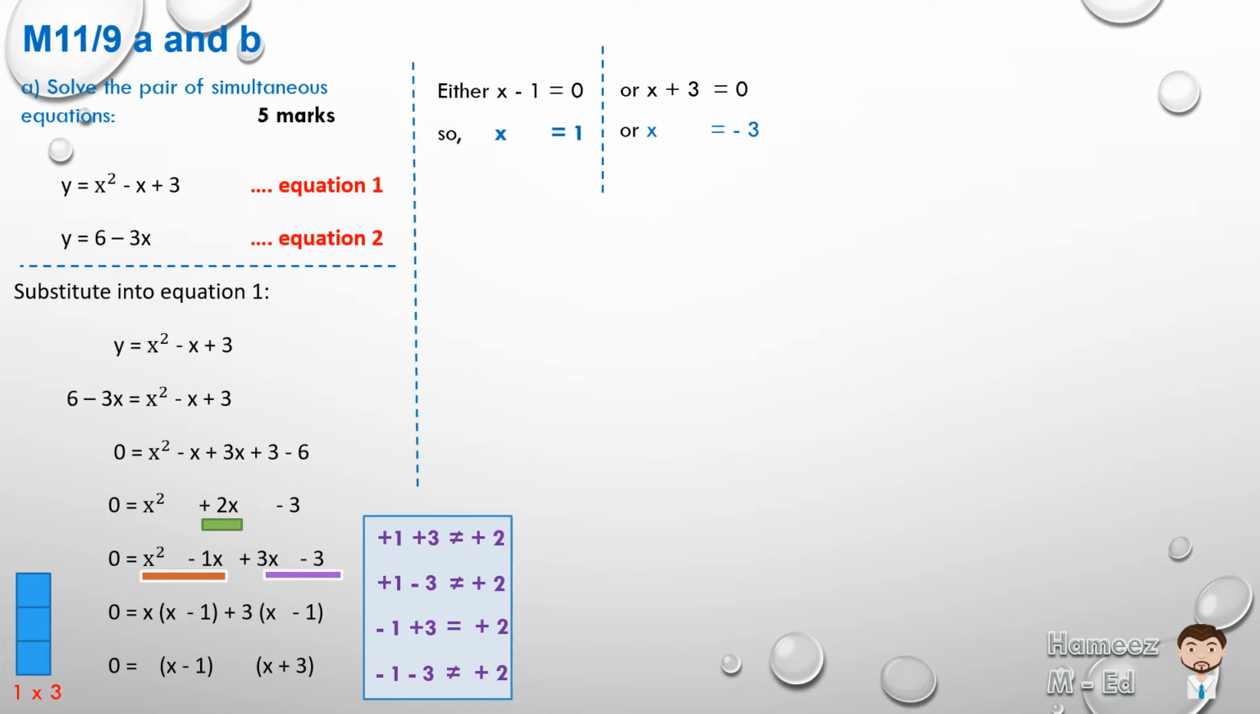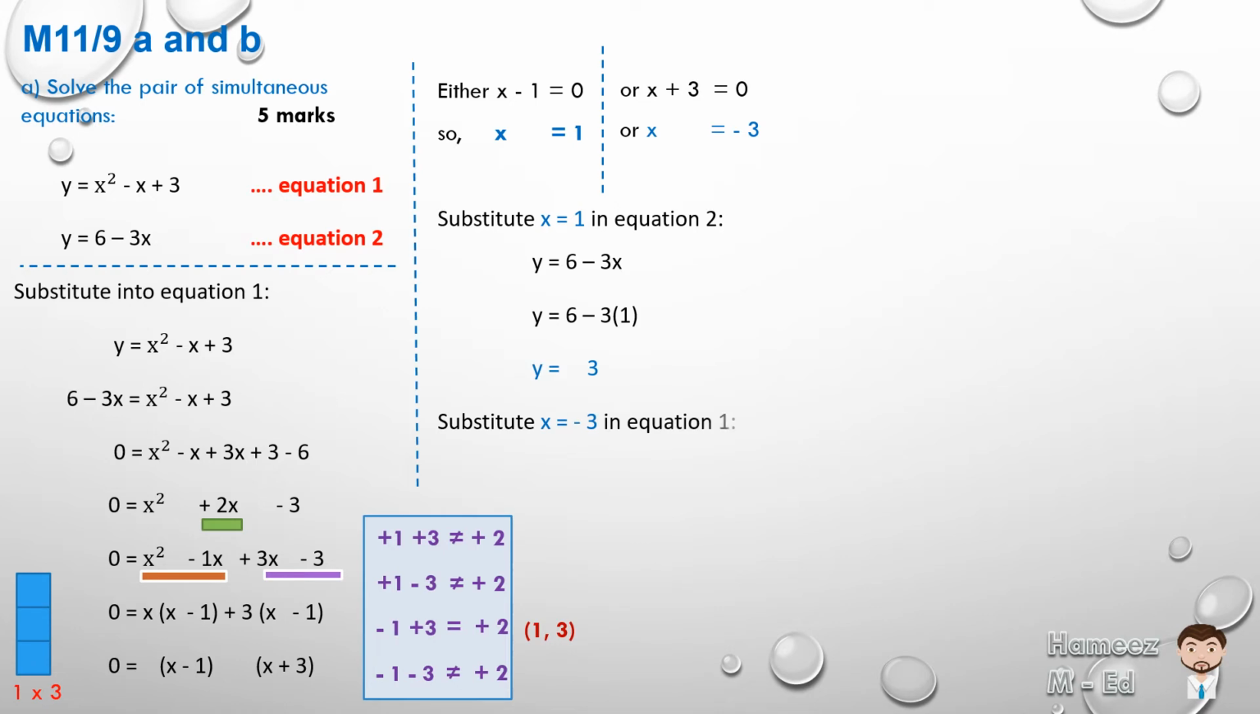So let's substitute x equal to 1 into the easier of the two equations, equation 2. Let's rewrite the equation, y is equal to 6 minus 3x. And if we substitute, y is equal to 6 minus 3 by 1. 3 ones are 3, 6 minus 3 is 3. So when x is 1, y is 3. So that's the coordinate of one point of intersection.